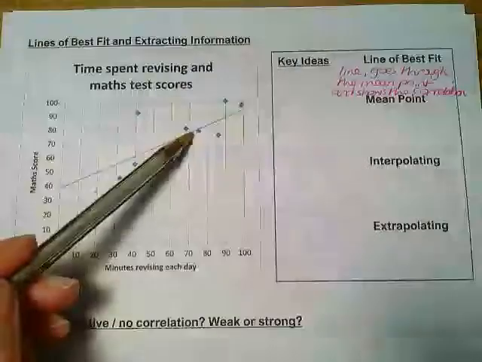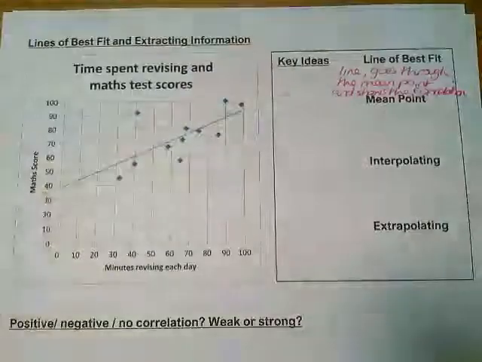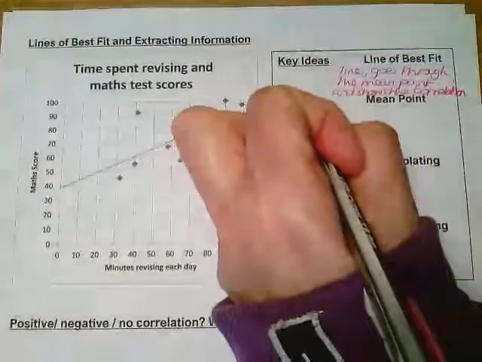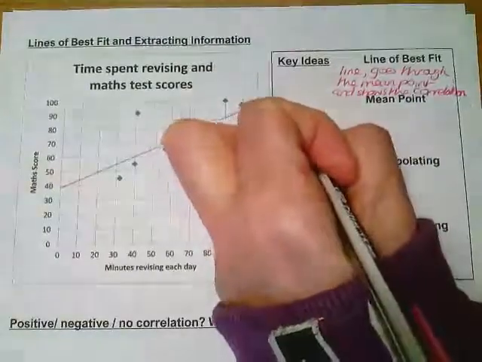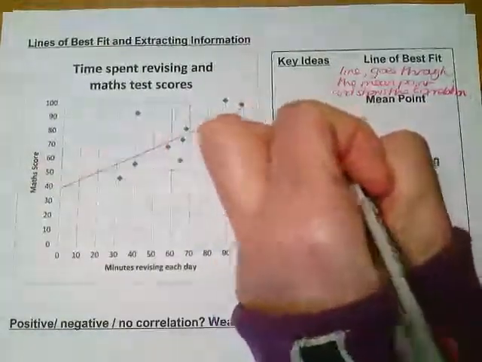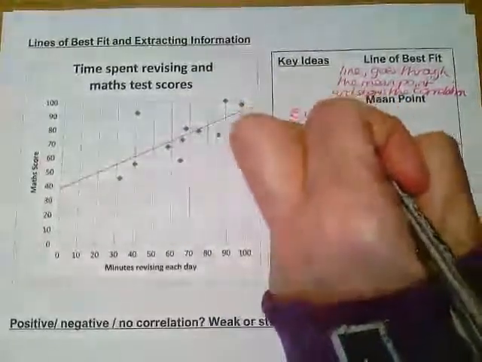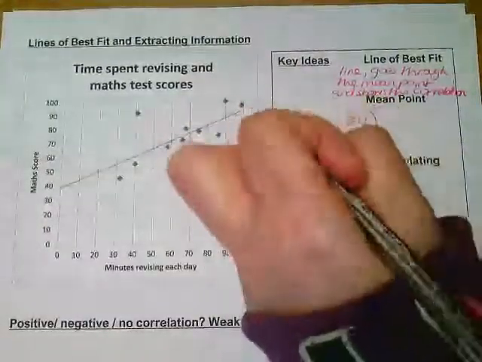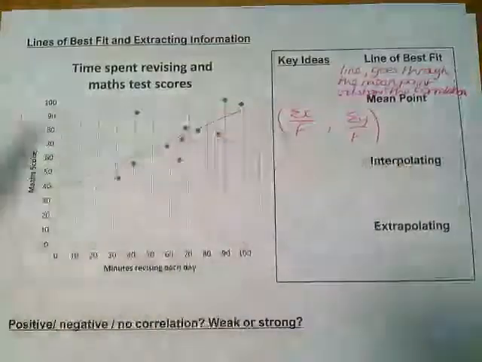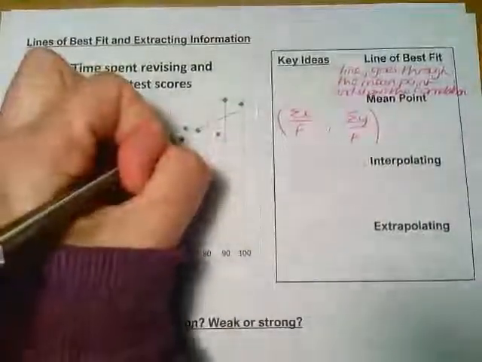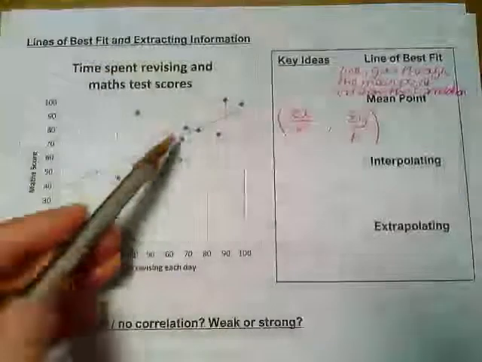Now, you definitely need to go through the mean point with your line of best fit, and the mean point is the sum of your x values divided by the frequency and the sum of your y values divided by the frequency, as a coordinate. So what that means is you add up all of your x values and you divide by how many points there are, add up all of your y values, divide by how many points there are, and then you should get a point. I'm just going to stick that on there, it's just an estimate.